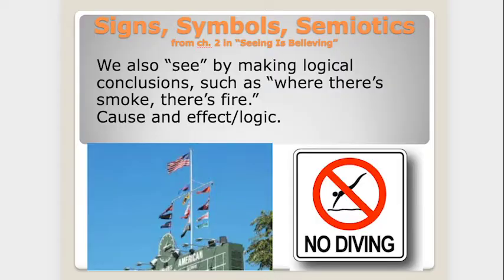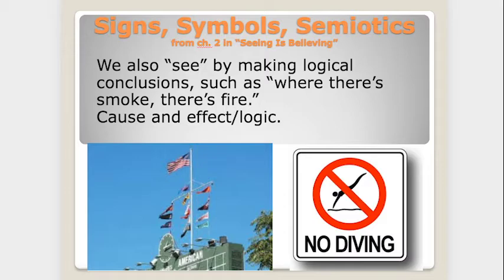So we communicate by resemblance, but that's not the only way we communicate. We also communicate by making logical conclusions, such as where there's smoke, there's a fire. There's cause and effect logic at work there. Another example might be, well, I saw your light on, so I thought you were awake. Or, well, your car was in the driveway, so I knew you were home. Logical connections from one thing to another.